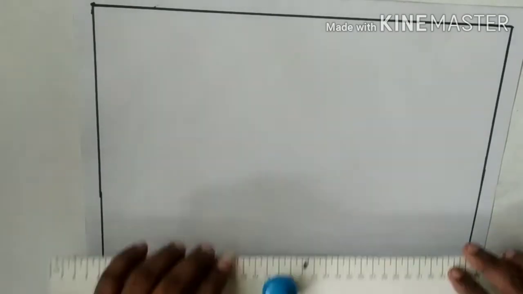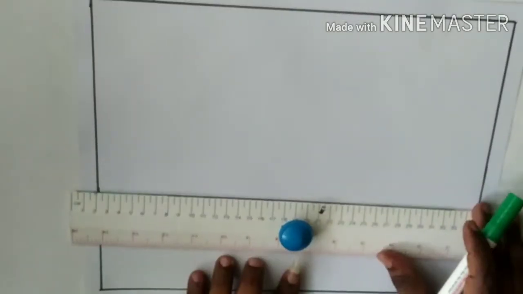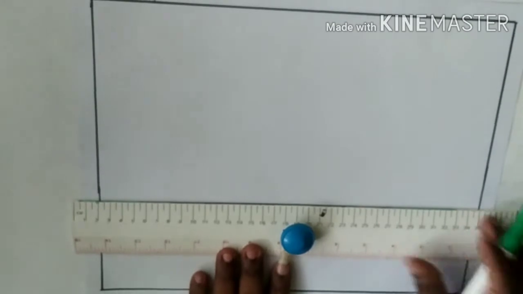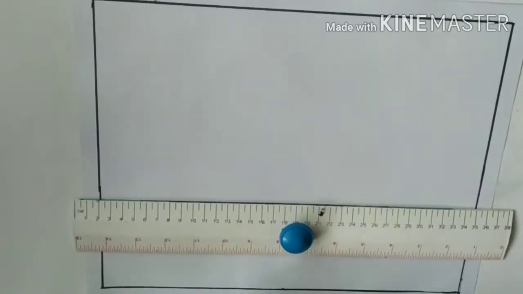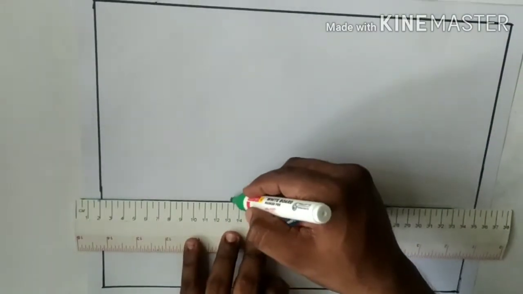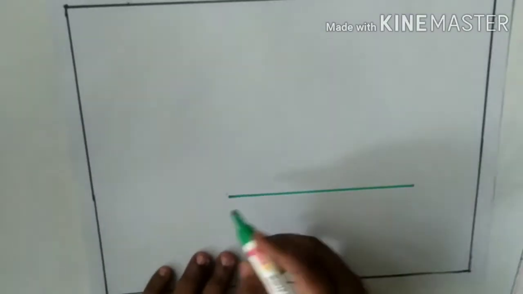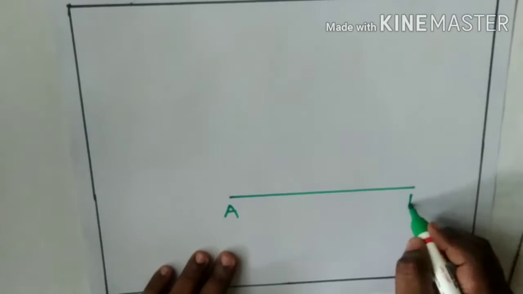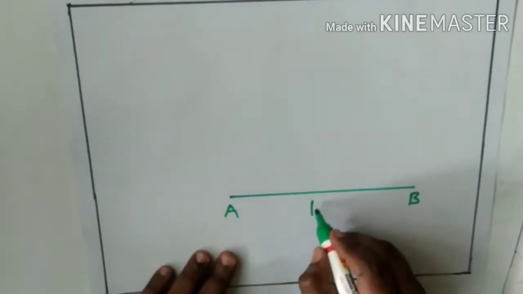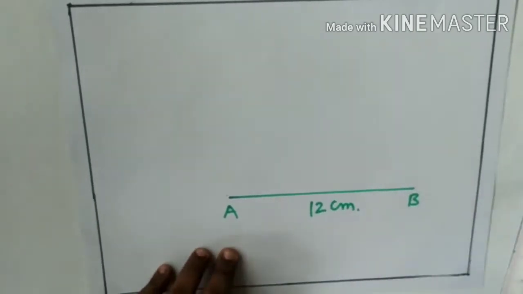Construction of angle 45 degrees. 45 degrees is nothing but half of 90 degrees. That's good. So draw a line segment AB equal to some 10 centimeters or 12 centimeters.